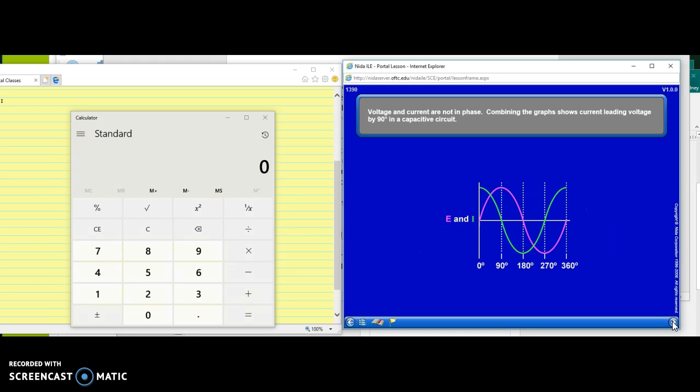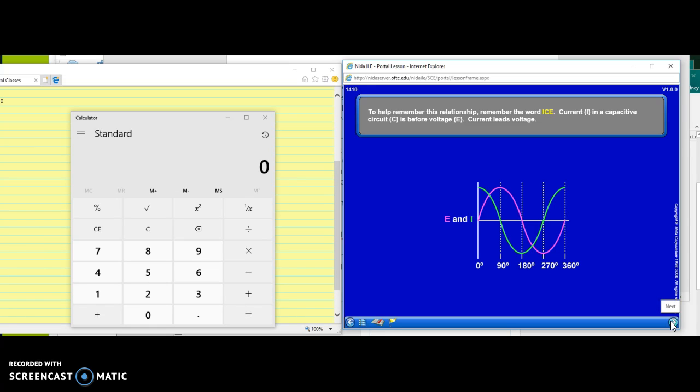So voltage and current are not in phase. If we take a look at E and I here, we see that they are out of phase by 90 degrees. So voltage is rising, current is falling. And once we reach the peak of this one, we're starting the negative peak of I. So they're out of phase, 90 degrees.